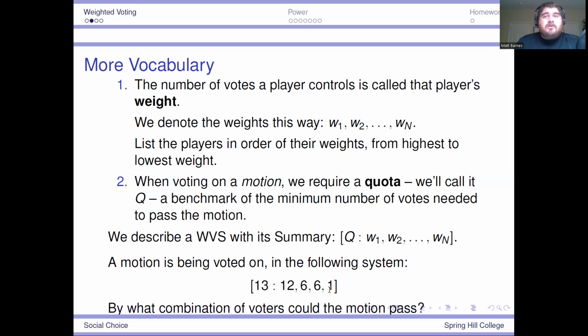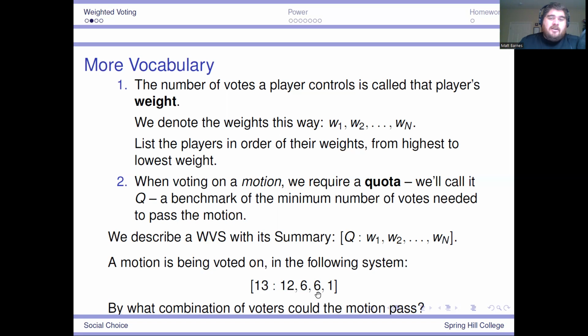So one of the big questions we're going to ask when it comes to these kinds of voting systems is what combination of players could pass this motion? So for example, if player 1 with 12 votes and player 2 both vote yes on our motion, that's 18 total weight between them, and that would be bigger than 13. So that would pass it. We're looking to hit exactly 13. If we hit 13, we're good to go. So ties in this case actually work out for us. Our quota is going to be equal to or bigger than whatever we need. So player 1 and player 2 pass it.